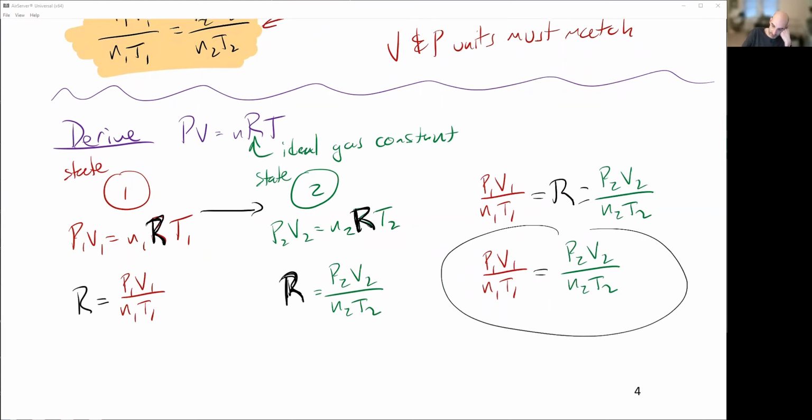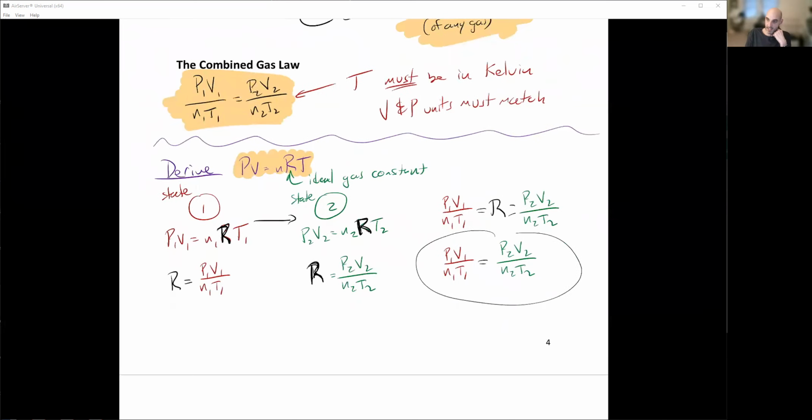So all you really need to remember is this right here, PV equals nRT, because if you know that, you can get the combined gas law and you're good to go. So there's the derivation of it if you ever have to figure out exactly what that combined gas law is.